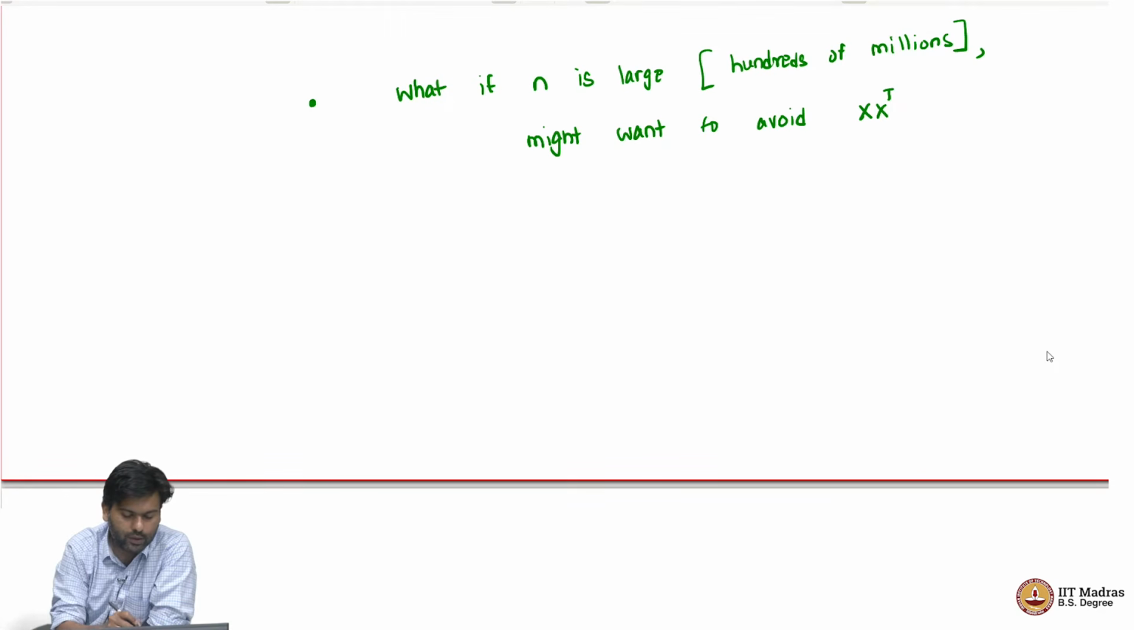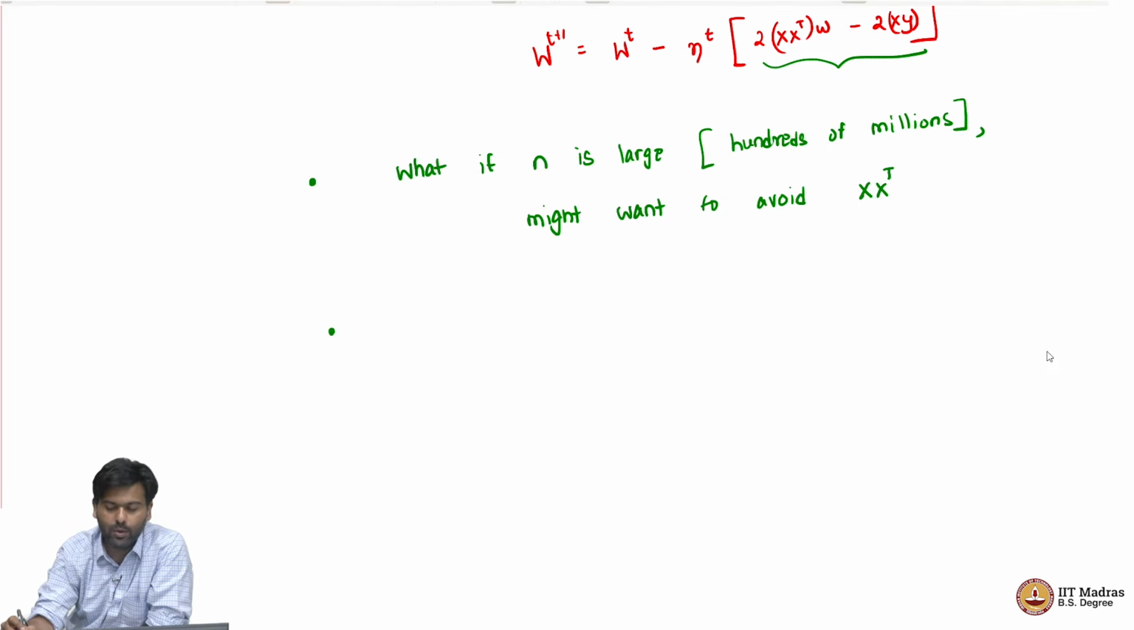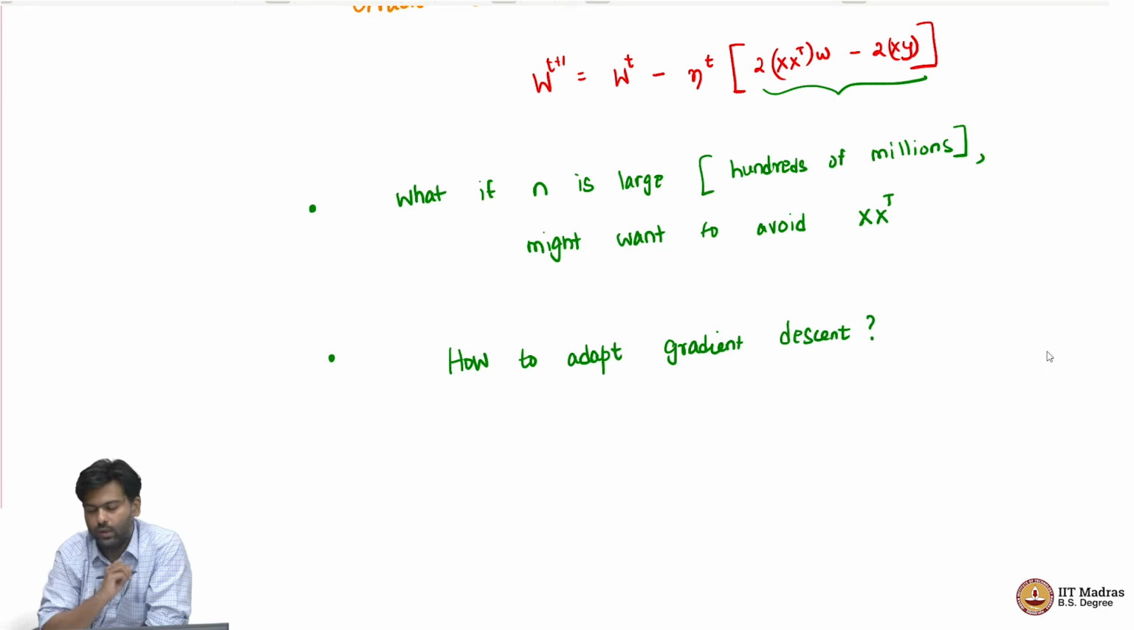So, now the question is, it appears that we cannot even run gradient descent because it needs XᵀX, and that might be computationally expensive also. The question then we ask is, how to adapt gradient descent to this situation? Can we somehow mimic something like gradient descent to get rid of this problem of computing XᵀX?